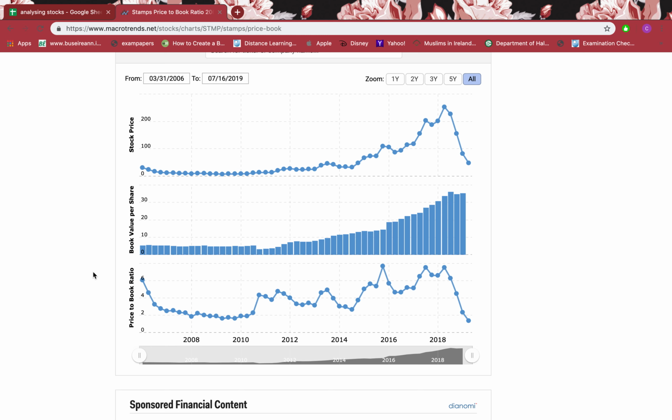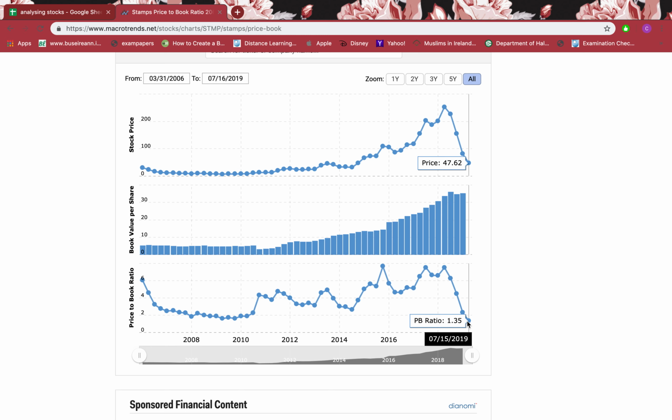If you're buying it at one, that means you're paying the same as it's worth, which is good as well because you're not buying anything expensive. If it's more than one, that means you're buying something expensive. So the stock is expensive, and the higher the number goes, the more expensive it gets. Right now it's 1.35, which means it's 1.35 times more expensive to buy now.